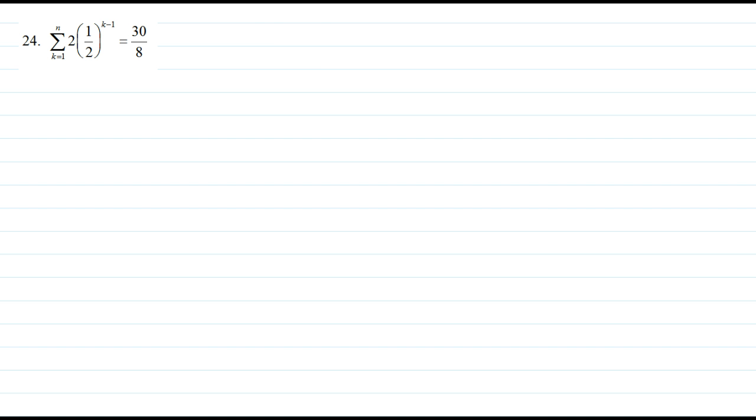Now you could do this one the same way. Just start listing terms. So we know the first term is 2, and then the ratio is 1/2, so 2 times 1/2 is 1, and 1/2 of 1 is 1/2. And you just keep going until you think this would equal 30/8. So I'm just going to go ahead and go straight to the formula.